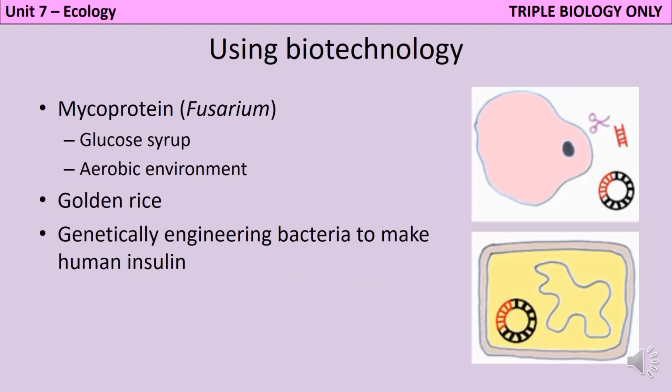Finally, biotechnology, and biotech has lots of applications both in food security and also elsewhere in our lives. Mycoprotein is protein derived from fungi, and it's often used as a meat substitute by vegetarians. A fungus called Fusarium is grown in order to produce the mycoprotein that goes into things like Quorn, and it's grown on glucose syrup as an energy source and in an aerobic environment, so it has plenty of oxygen. From there, it can be harvested and purified.